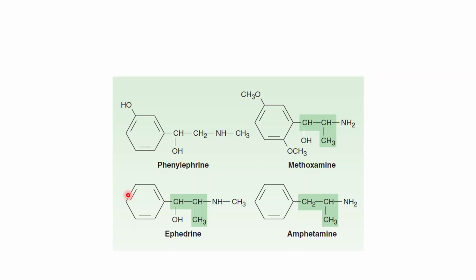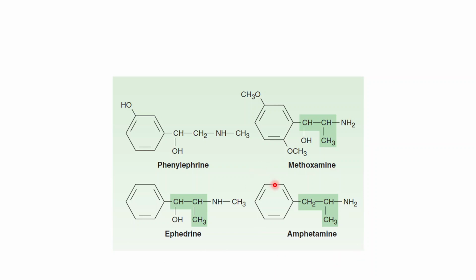And the absence of ring hydroxy groups tends to increase the distribution of the molecule to the central nervous system. For example, ephedrine and amphetamine are very similar in structure, and that is why ephedrine is a scheduled drug as well as amphetamine.